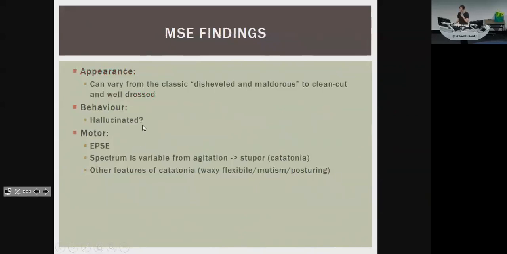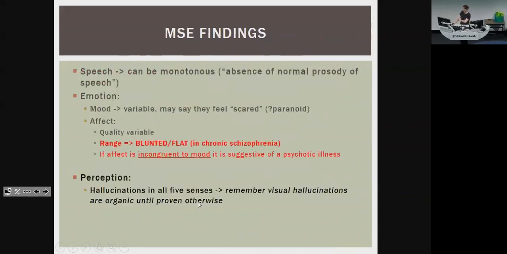Behavior, you want to comment on whether or not the patient is hallucinating. So they might be looking around the room or they might be mumbling to themselves. Motor, you want to comment on any extrapyramidal side effects. The motor spectrum, again, can be super variable from agitated all the way through to stupor. And if there are any other features of catatonia that you can recognize, okay?